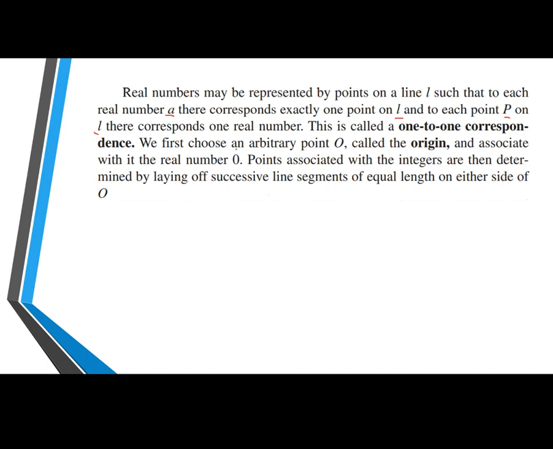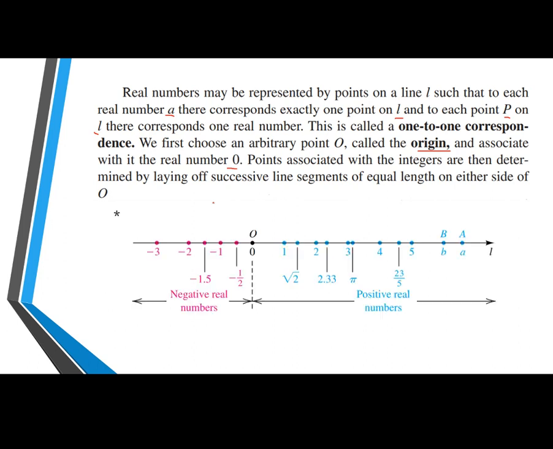So we first choose an arbitrary point 0, called the origin, and associate with it the real number 0. Points associated with the integers are then determined by laying off successive line segments of equal length on either side of 0, as illustrated in this figure.